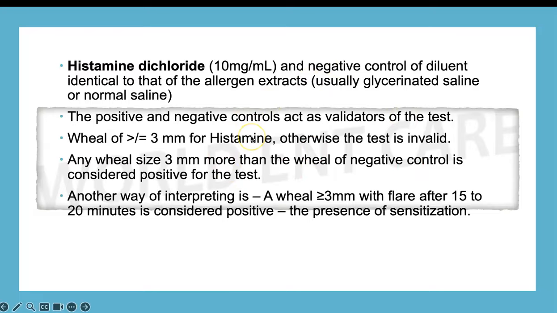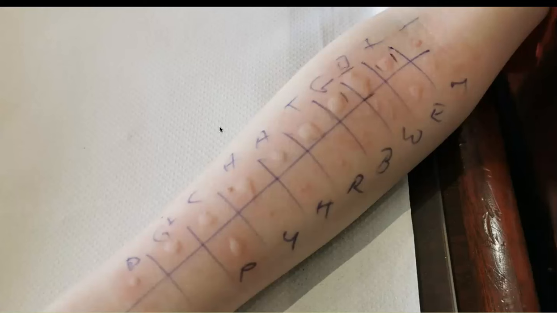Then we have histamine. So histamine dichloride, taken at 10 mg per ml, is used as a positive control, and a negative control of diluent identical to that of the allergen extracts. The negative control will usually be glycerinated saline or normal saline. That should always be included in tests. So whenever you do a test, there will be a positive control and a negative control.